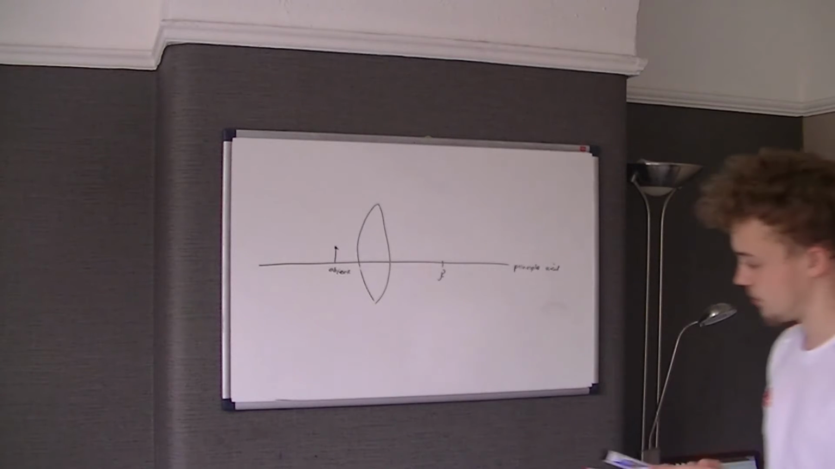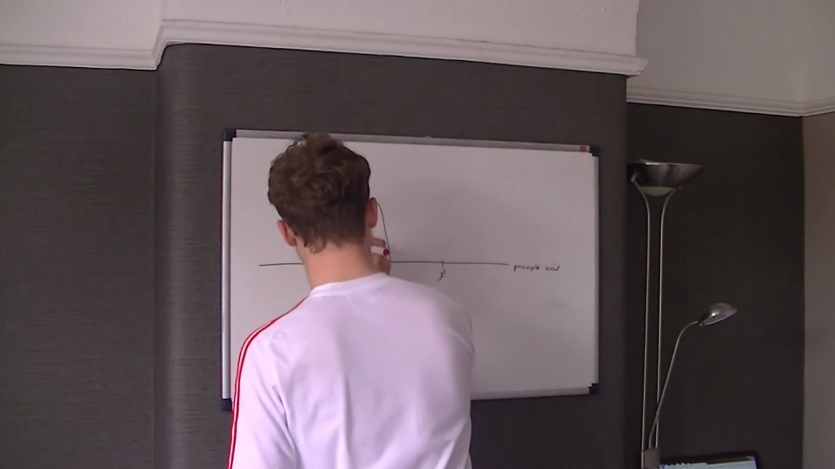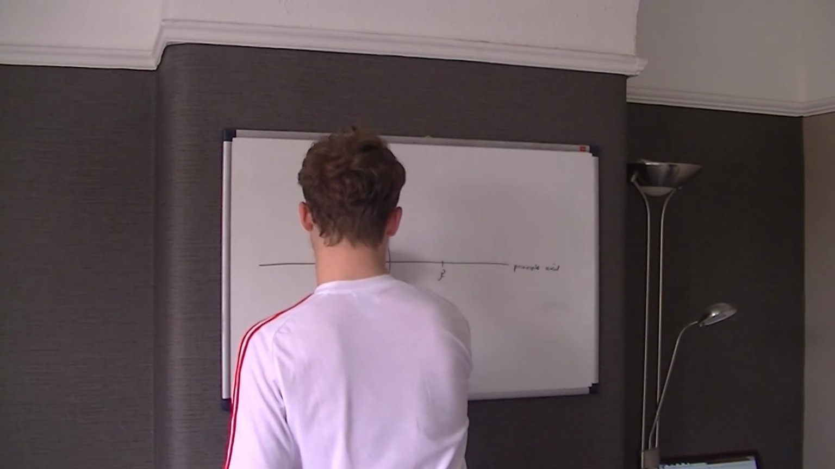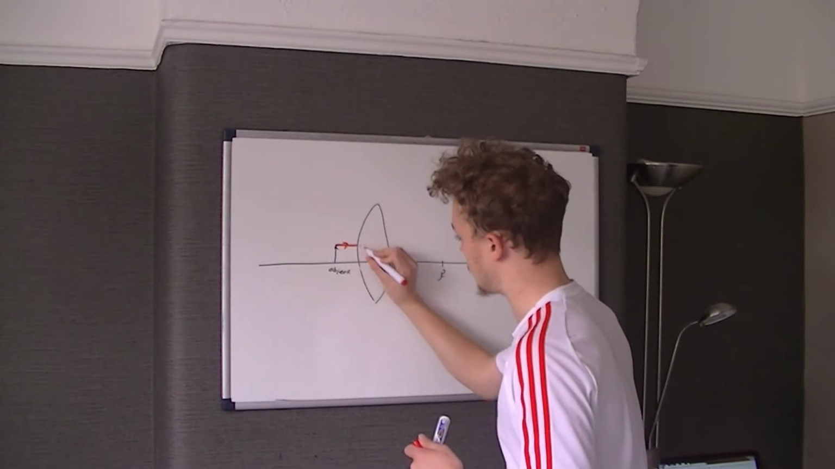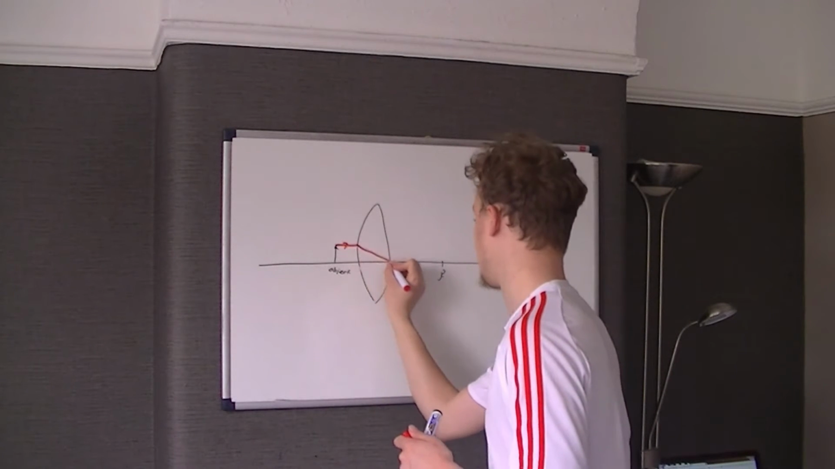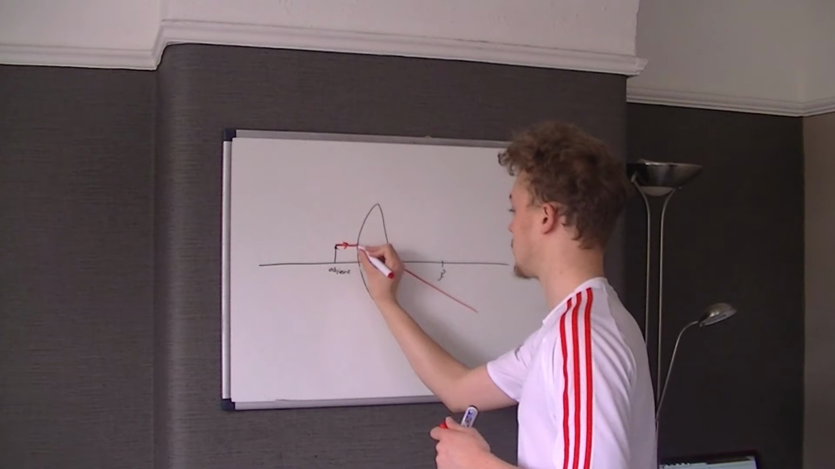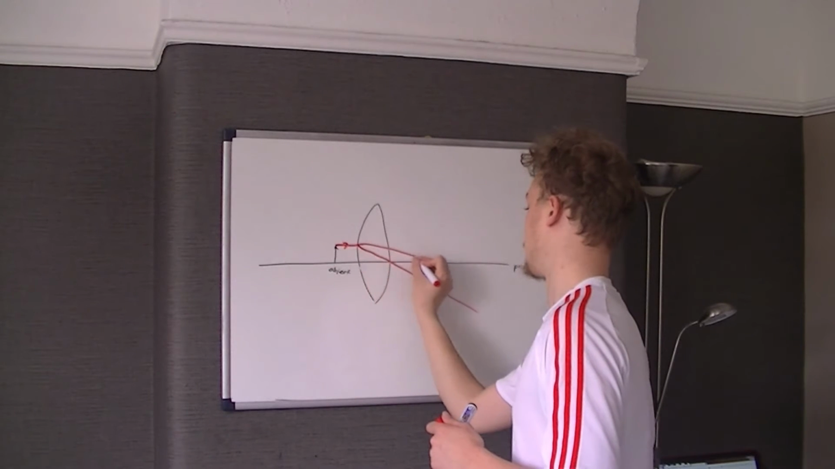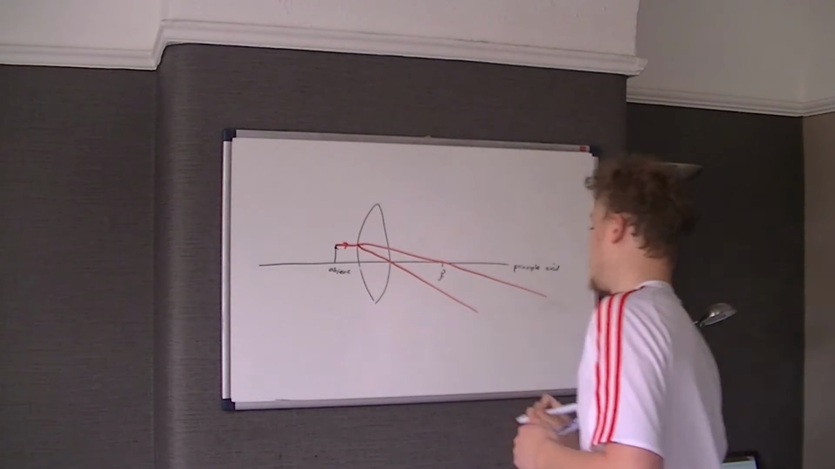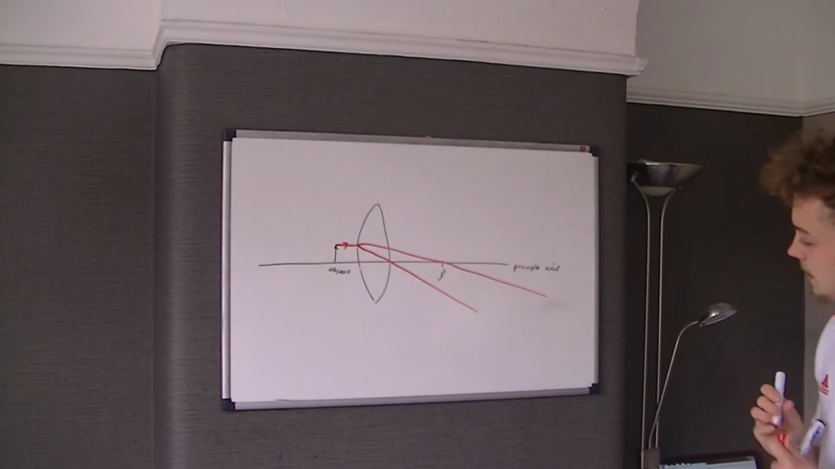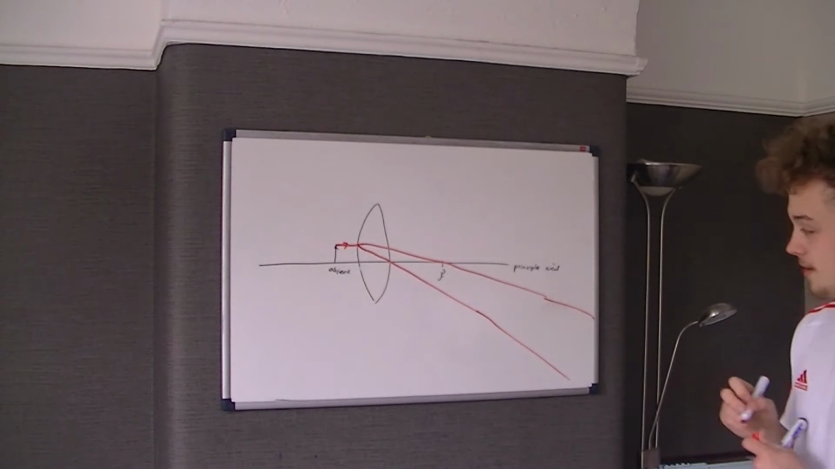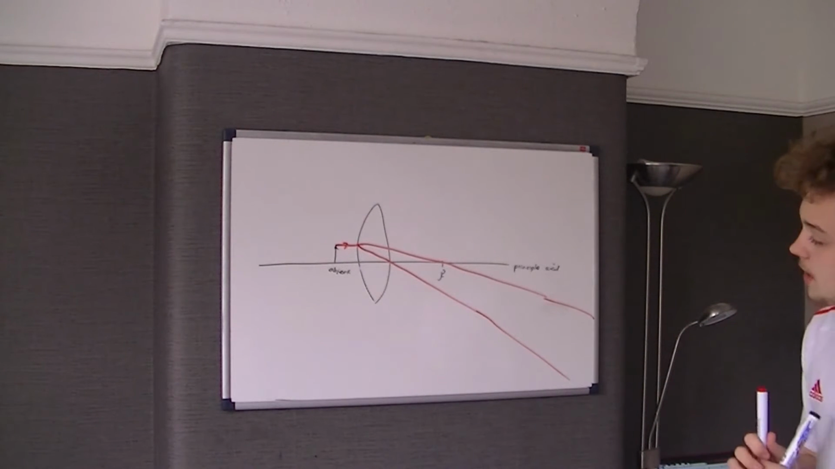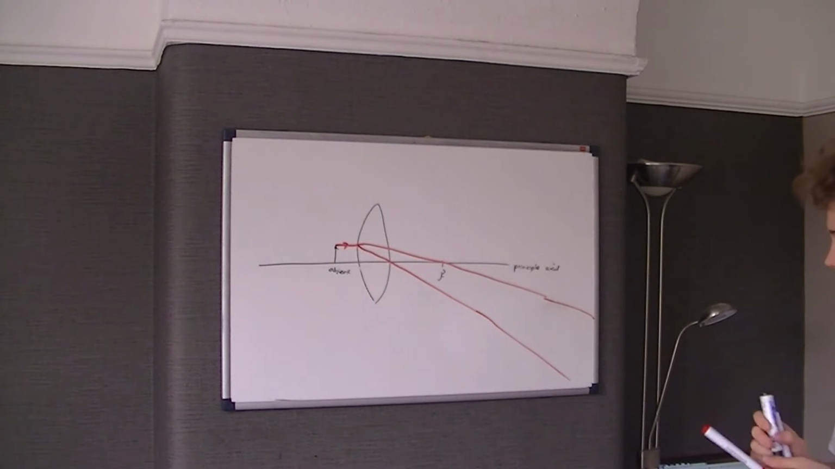And what we do is we draw a line, a light ray, directly from the object to the lens. One of these light rays goes through the centre of the lens, and the other one goes through the principal focus. You can quite clearly see that these two lines, if you carried them on and on, would never meet, because they are diverging.